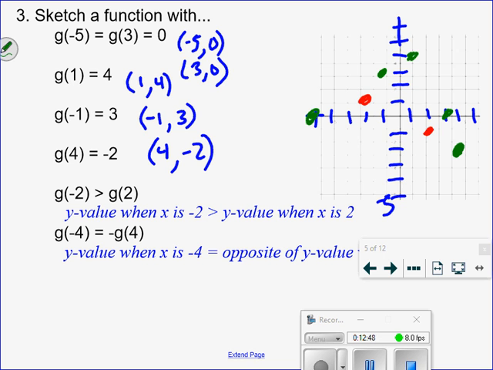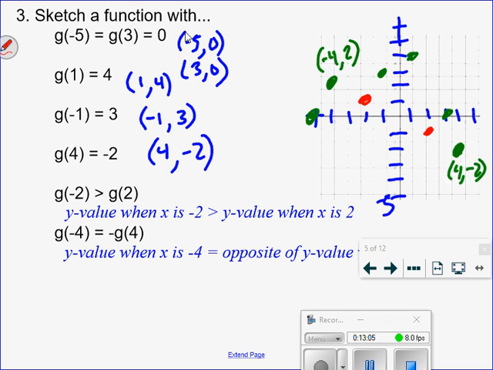At negative 4, I have to have the opposite y value. So since this point was 4, negative 2, when x is negative 4, the y value has to be the opposite of that. So that would be negative 4, 2. And that's just because those have to be opposites of each other.